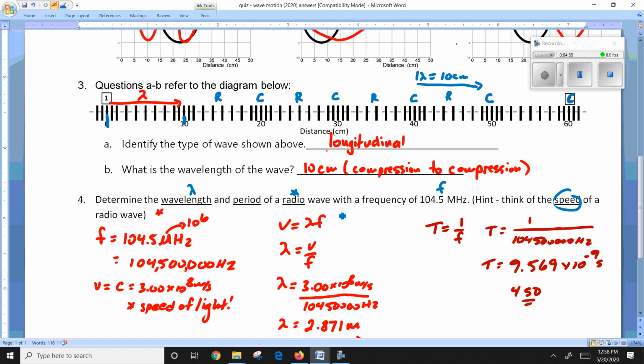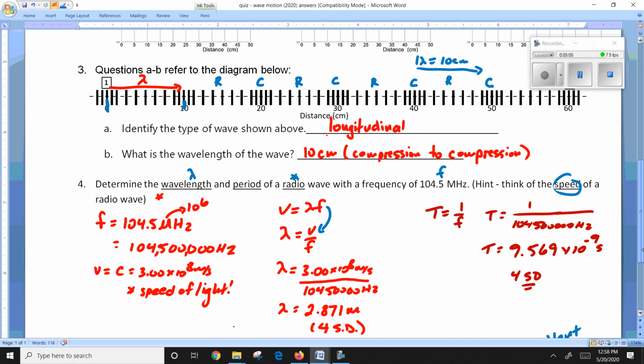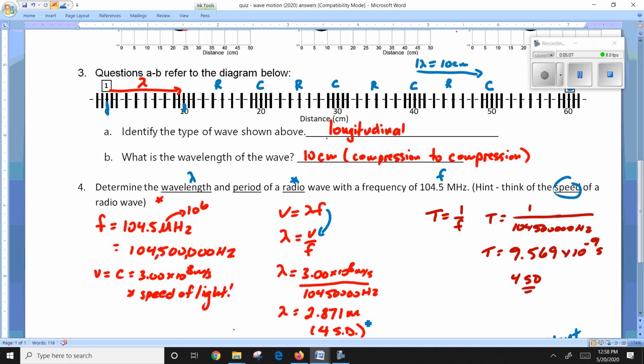So to determine the wavelength, all I do is I rearrange my equation, I substitute my values, and you end up with a wavelength of 2.871 meters. It's 4 significant digits. Remember, I have 4 significant digits here. I don't include the significant digits in the speed of light. I look at the actual measurement I'm starting with over here for significant digits.